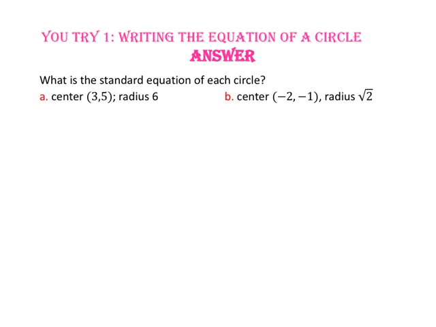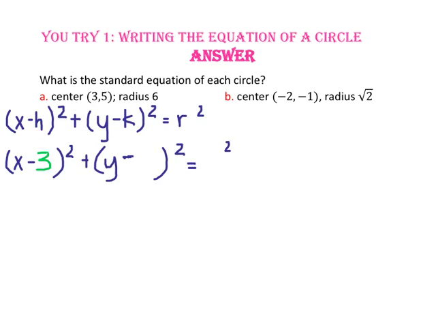What is the standard equation of each circle? For part A, our center is (3, 5) and the radius is 6. Let's begin with the standard form of the equation of a circle. (x - h)^2 + (y - k)^2 = r^2. Since (h, k) represents the center, we will substitute 3 in for h, 5 in for k, and 6 in for r. Now we'll rewrite our equation simplifying r squared.